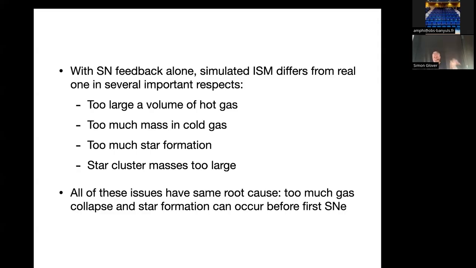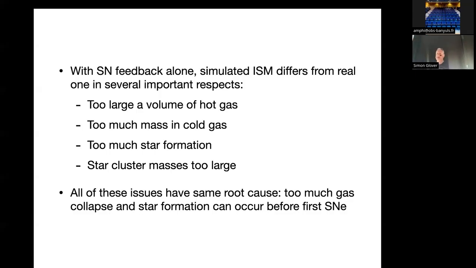Now, so much for supernovae. What we also know is that if you just have supernova feedback, you don't get an ISM that looks like the real one. You get too much hot gas, you get too much cold gas, you get too much star formation, and you get clusters which are too big. And all of these problems stem from the same root cause. You get too much gas collapse and star formation. And this occurs because you have an inherent time delay in when this feedback starts operating.